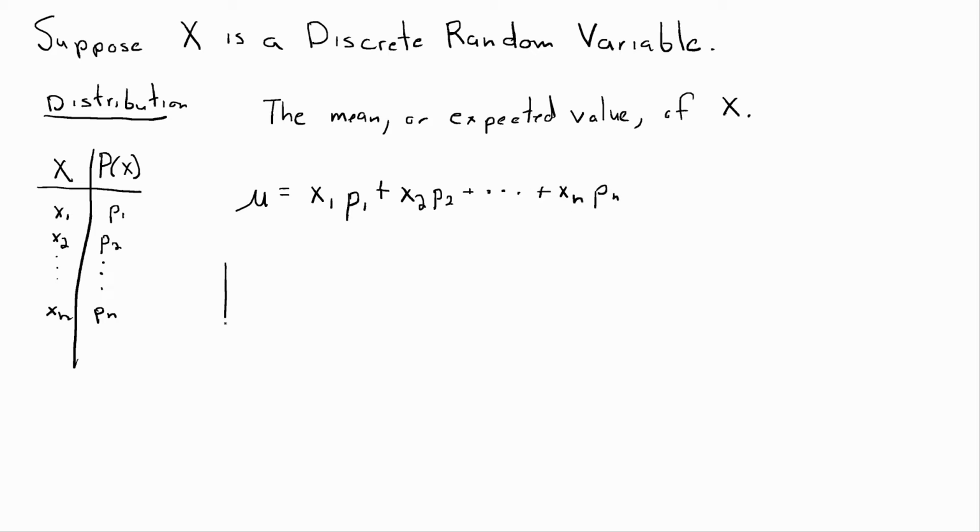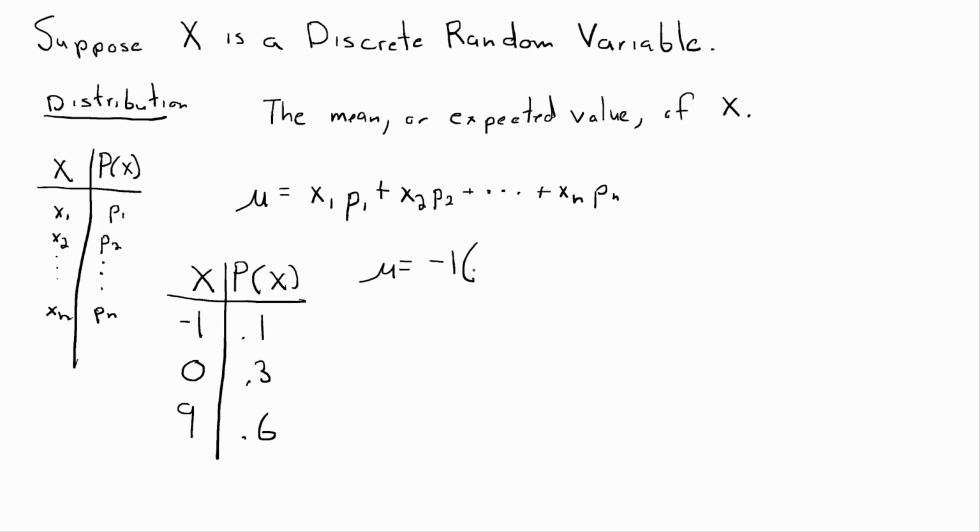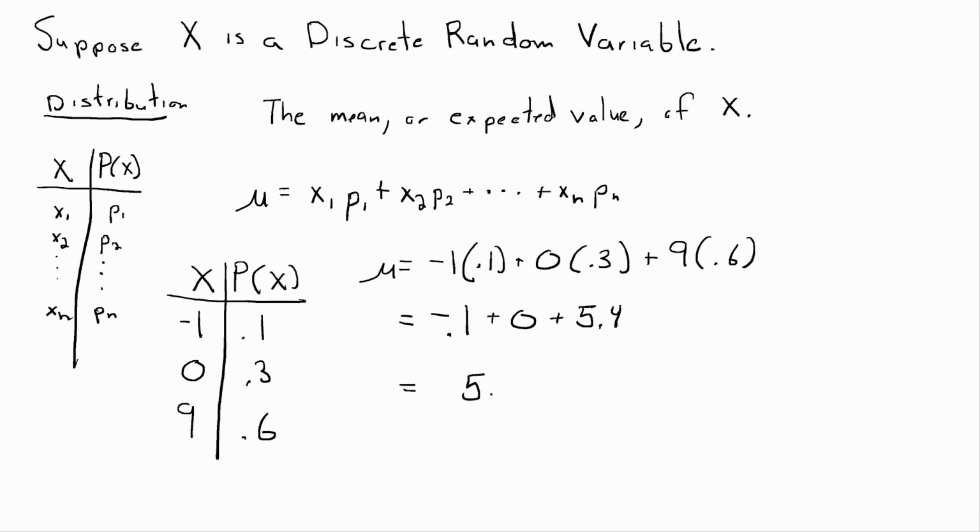So for a real example, we'll have an x, possible values, and a p of x, probabilities, where the possible values are going to be -1, 0, and 9, and our probabilities will be 0.1, 0.3, and 0.6. So to compute the mean, this mu, what we're going to do is take -1 times 0.1 plus 0 times 0.3 plus 9 times 0.6, and what we will get is -0.1 plus 0 plus 5.4, and when we work that out, what we will get is the mean is 5.3.